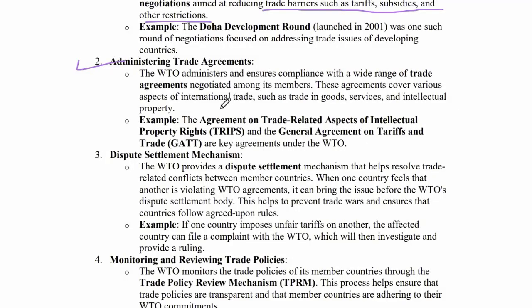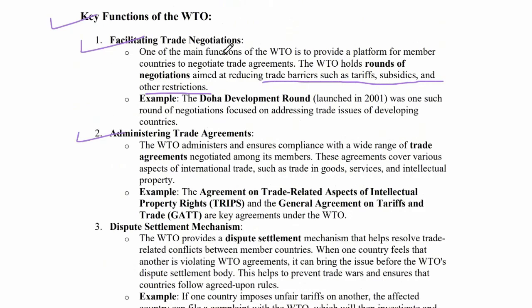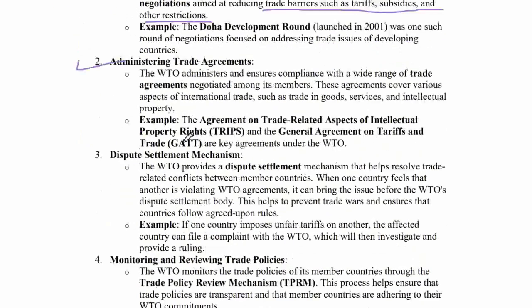Administering trade agreements. The WTO administers and ensures compliance with a wide range of trade agreements negotiated among its members. These agreements cover various aspects of international trade, such as trade in goods, services, and intellectual property. For example, the Agreement on Trade-Related Aspects of Intellectual Property Rights and the General Agreement on Tariffs and Trade are key agreements under WTO. So first, it facilitates trade negotiations, then it administers trade agreements.